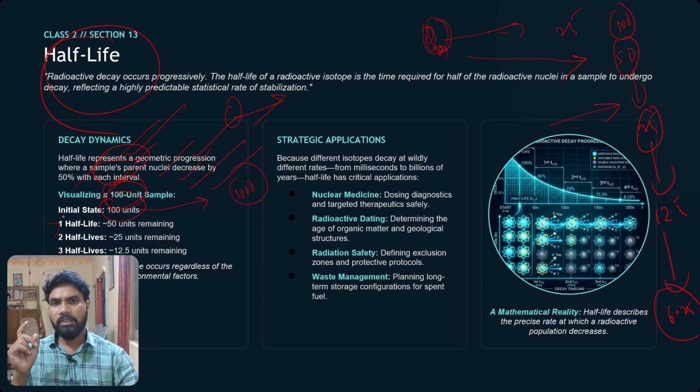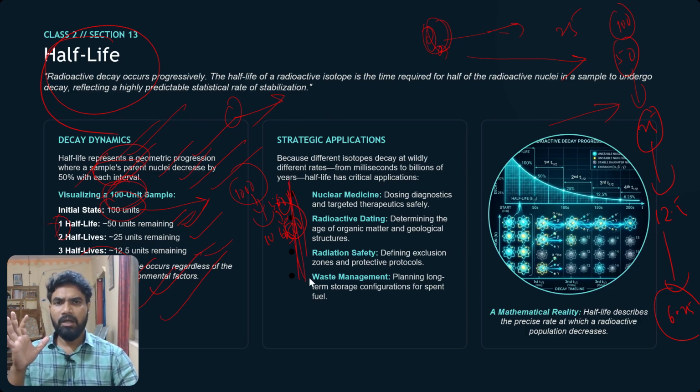So in the first half-life, 50 units of that element will remain. In the next 1000 years, 25 units of that element will remain. In the next 1000 years, 12.5 units of that element will remain. So this predictable decline occurs regardless of the initial quantity or environmental factors. That is the important thing.